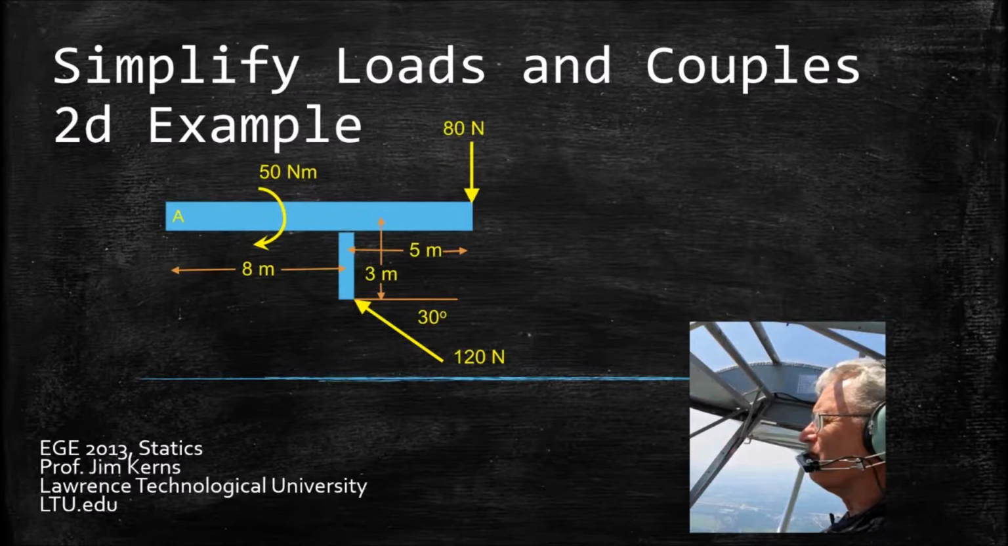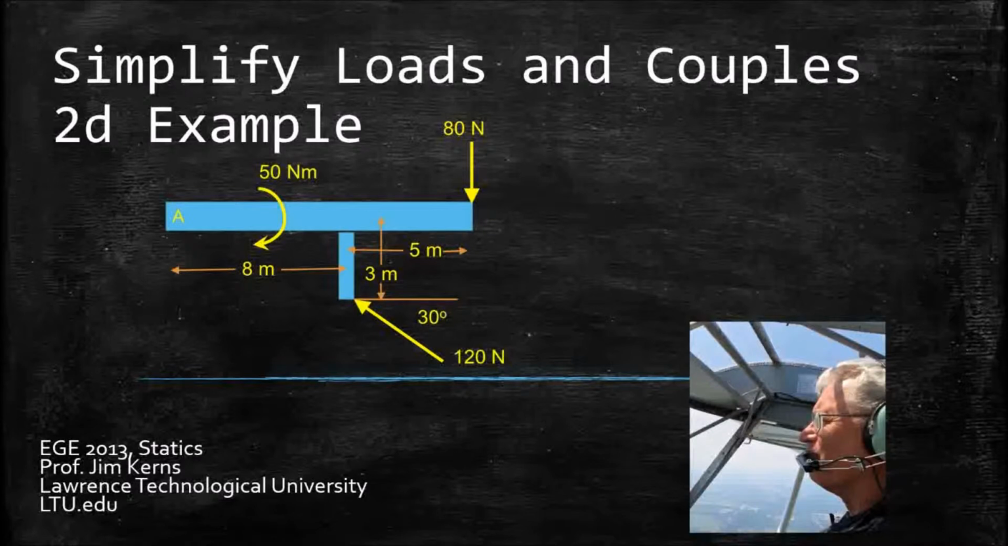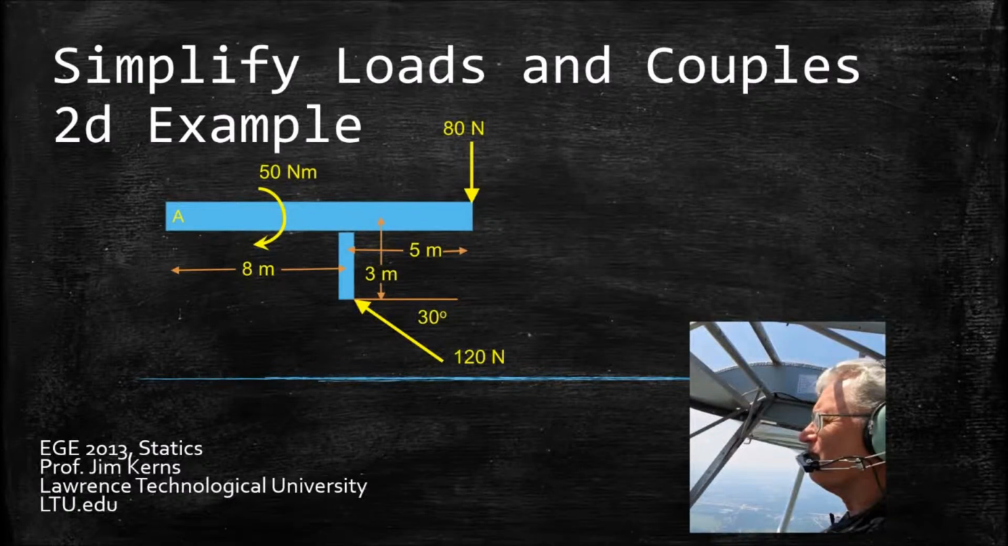I'm Jim Kearns, and today we're going to do an example where we're going to simplify a set of loads and a couple on a rather arbitrary shape here, just to walk through the process of reducing these to a single force and single moment at a point. We'll do it at point A, and then we'll take the next step to reduce that to a single force at a specified distance that gives the equivalent force and moment effects as the two forces and one couple we have drawn here.